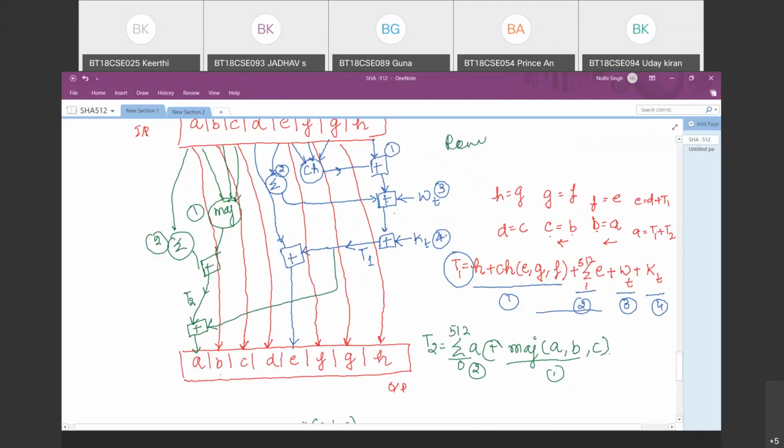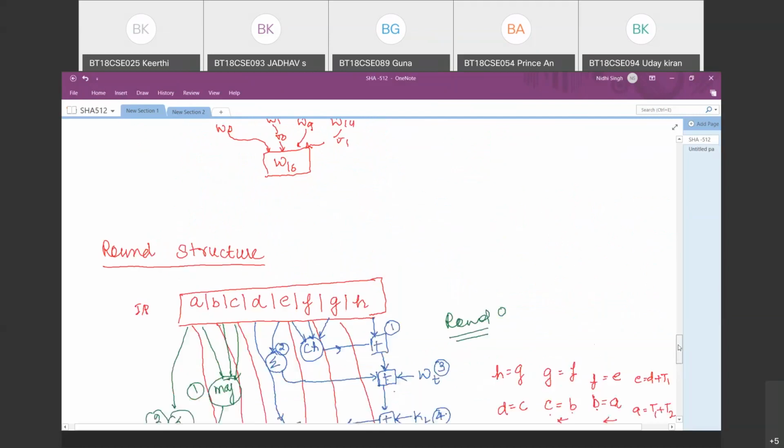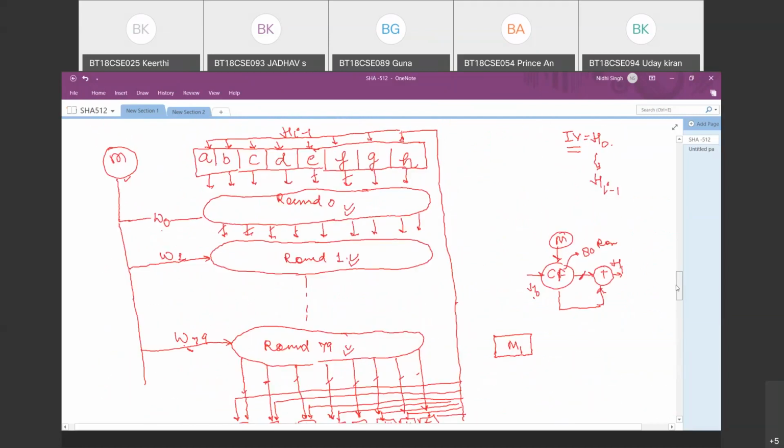Suppose it is round 0. Whatever output is generated is stored in the buffers A, B, C, D, E, F, G, H. Look here: A, B, C, D, E, F, G, H will be appended as input for round 1, and so on until all 80 rounds are finished.